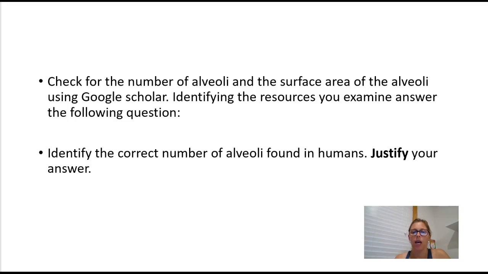So what I'm going to ask you to do is read that article, highlight bits and pieces as necessary, and then I want you to check for the number of alveoli and the surface area of the alveoli using Google Scholar. If you go into Google, there is a Scholar section there, and I want you to identify the correct number of alveoli found in humans and justify your answer. We've already done how to do a justify and what justify means. So you're going to do a bit of research, then justify the answer after reading that information and doing your own research. I'll talk to you soon.